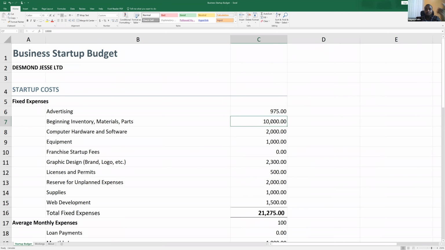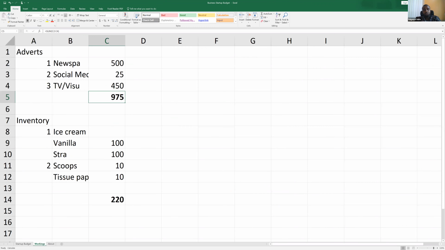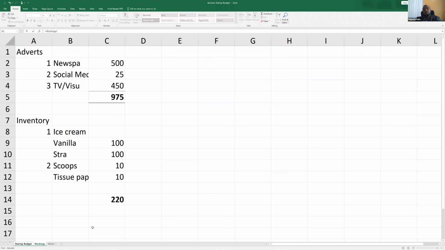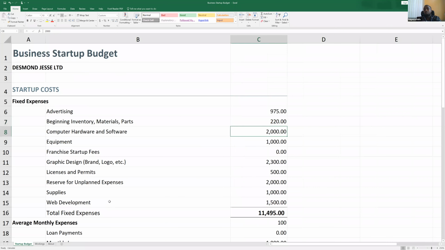Someone is asking, how can we link? So this is Excel basically, it's an Excel worksheet. After putting your workings in a separate worksheet, you just come here to beginning inventory and put an equal sign. You can also put a plus sign, but equal is the best one. Then you go to the working and to the total and pick it by selecting the total. You click on that and just click enter. It will automatically populate here.